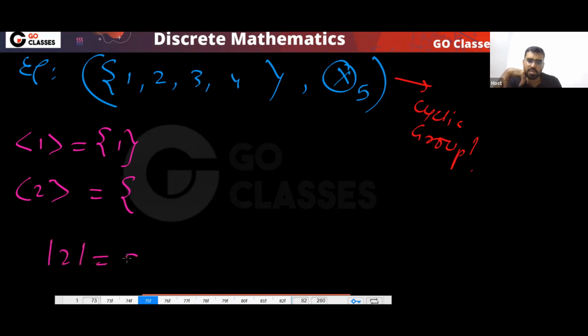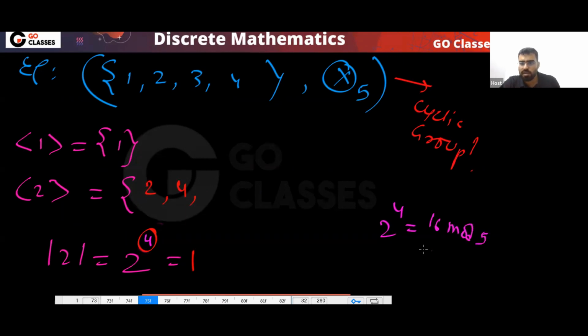Order of 2 means the smallest power. What is the smallest power that will give me the identity element? The minimum value is 4, for which I will get 1. Because you can notice 2 power 4 is 16 mod 5, and that will be 1. And what is 2 power 3? 2 power 3 will be 8 mod 5, and that will be 3. So you can notice this will be 3, and finally you will get 1.